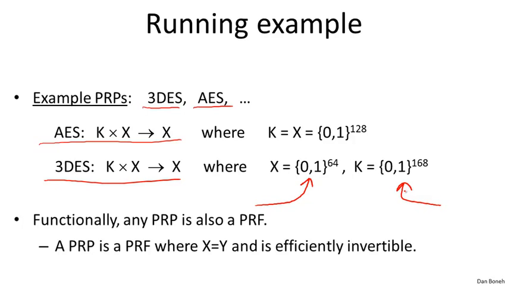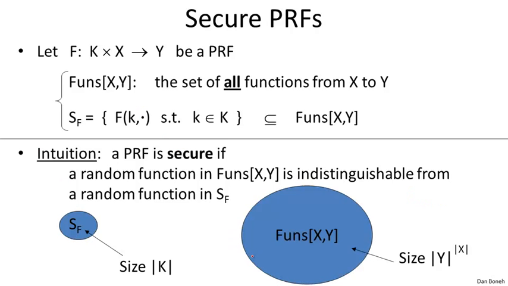Okay, so we'll use these running examples throughout, so whenever I say a PRP, concretely you should be thinking AES or triple DES. Now one thing that I wanted to point out is that in fact any pseudorandom permutation, namely any block cipher, you can also think of as a PRF. In fact, a PRP is a PRF that has more structure. In particular, a PRP is a PRF where the input space and the output space are the same, so X is equal to Y, and it is efficiently invertible once you have the secret key k. Okay, so in some sense, a PRP is a special case of a PRF, although that's not entirely accurate, and we'll see why in just a second.